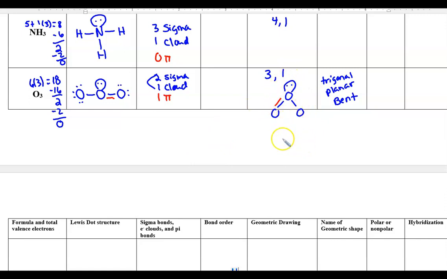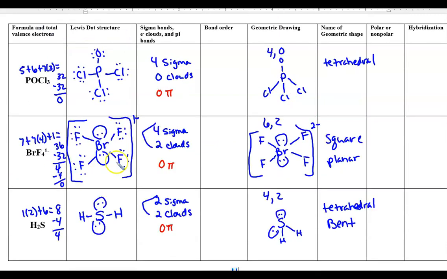You should have drawn the pi bond on it. And then this one is another just tetrahedral, the 1 up and 3 down. This one is called a square planar because the elements make a nice square, and then you have electrons on top and bottom. And then this one would have been a tetrahedral bent. It is, the elements do get bent. There's that chicken foot looking thing, but the clouds end up bending the elements closer together.